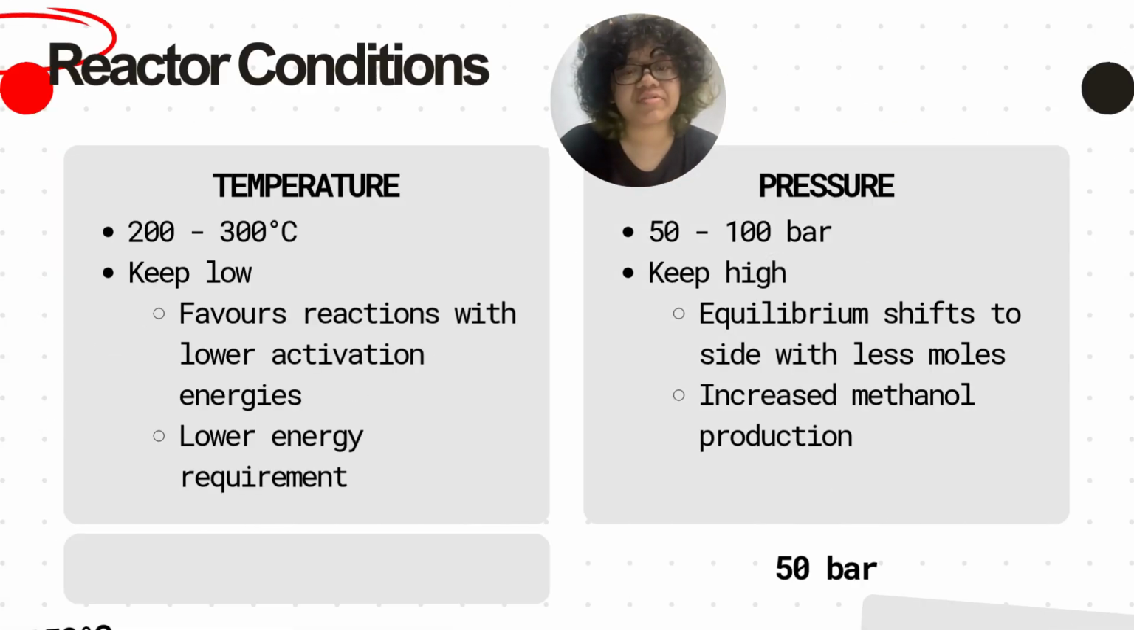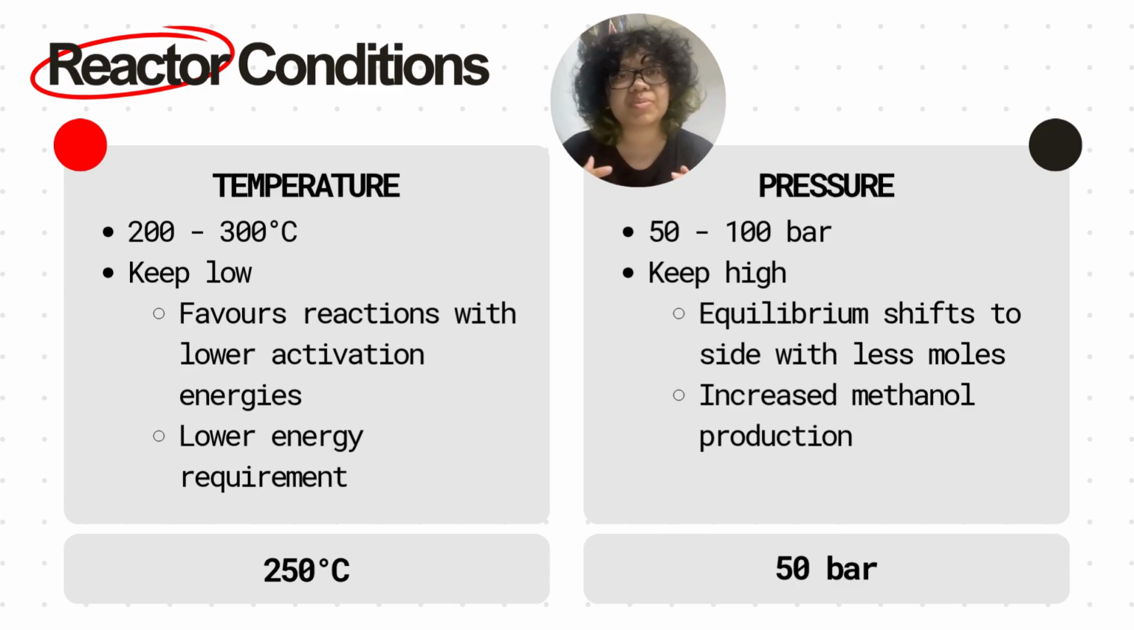For the conditions of our reactor, the temperature should be between 200 and 300 degrees Celsius, and for our pressure, it should be between 50 and 100 bar. The temperature, it's best to keep it low, as it will favor the reactions that have a lower activation energy, which is the carbon monoxide hydrogenation and the carbon dioxide hydrogenation. So more methanol will be produced.